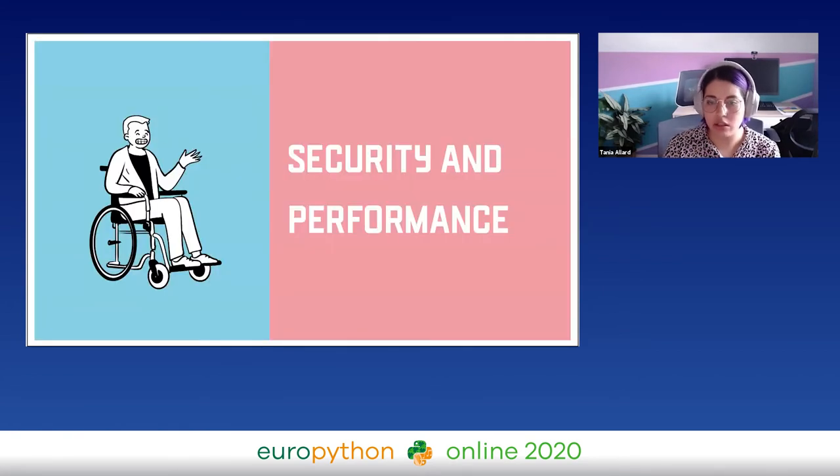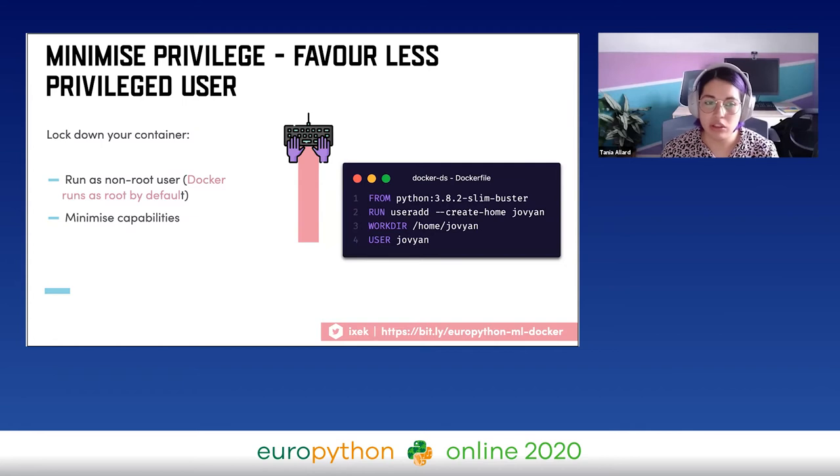Because this takes us directly to security and performance. By default, Docker allows you to do everything that a root user does, but you don't want that. You don't want to introduce vulnerabilities. You want to favor the least privileged user. So if you go, for example, to any of the Docker data science stacks from the Jupyter stack or the repo2docker one, you're going to see that we're creating a non-privileged user called jovyan, for example. And that's where all of the work is going to take place.